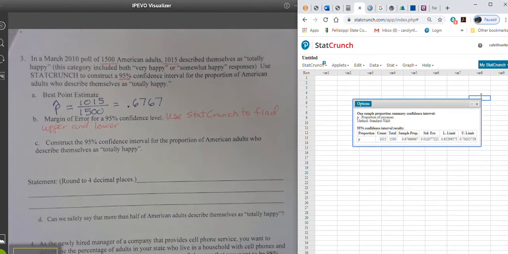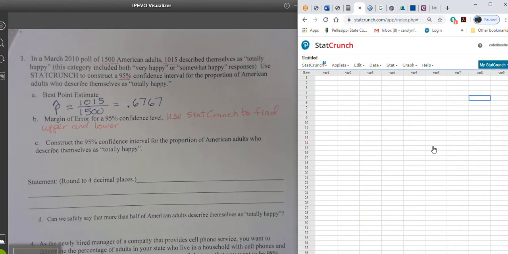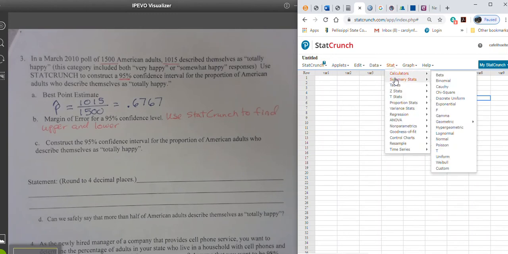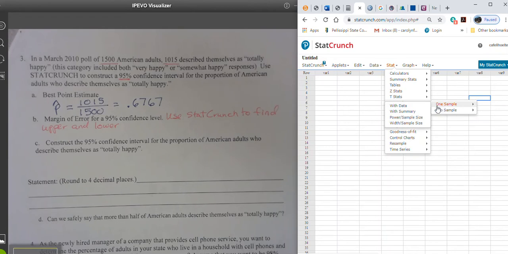We're working with proportions or percentages. This is a proportion here, a percentage. So that's how I know that we go to Stat, and since it's a proportion, we go to Proportion Stats. We're dealing with a percentage of adults that describe themselves as totally happy. So one sample: Stat, Proportion Stats, One Sample, with summary.